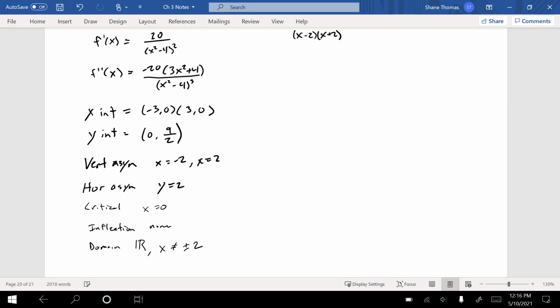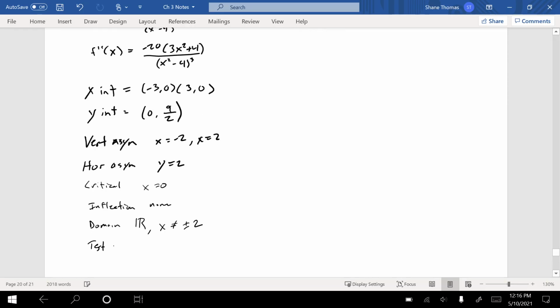And then we just need to take care of our test intervals. So our test intervals, we're going to be broken up by asymptotes and zeros, right? Asymptotes, critical numbers, those are where we break up the intervals. So we're going to look at negative infinity to negative 2, negative 2 to 0, 0 to 2, 2 to infinity. All right, and that just came from here and here. Okay, those are my critical points.